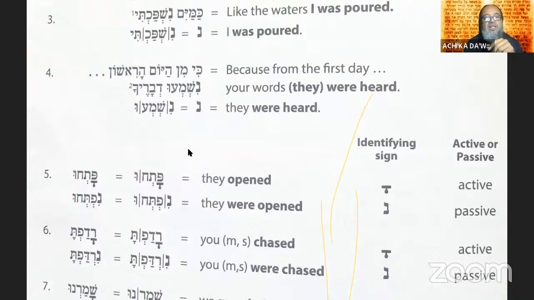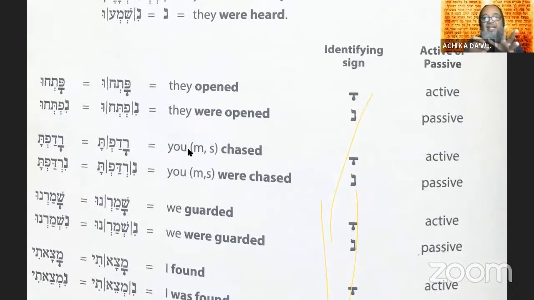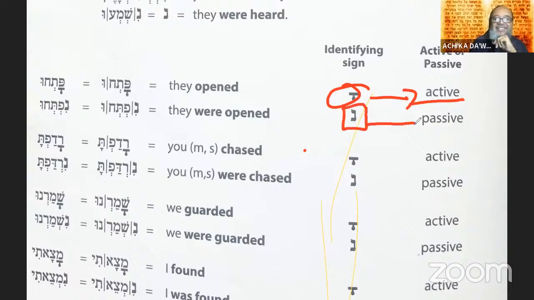Okay. And again, they're telling you your identifying sign over here is you just got to keep saying it. So again, I want you to make the sound and look at this while you're making it. Look. I'm looking at this as I say that. That's how I want you to do this.